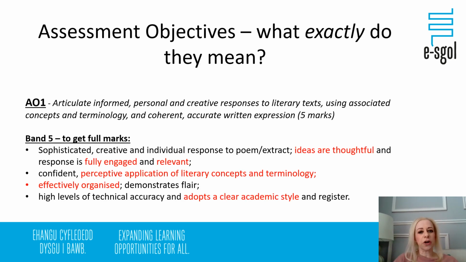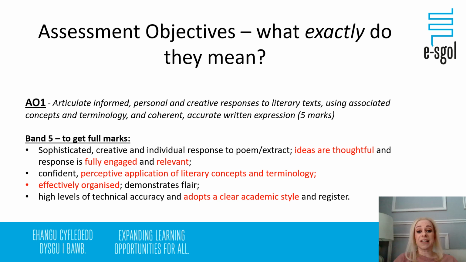Okay, so let's have a look at those 2 assessment objectives in a little bit more detail. You should be reasonably familiar with the assessment objectives at this point, but just in case you need a little recap and a breakdown of them, here they are. So AO1, 5 marks. That is your ability to articulate informed, personal and creative responses to the poem named, using associated concepts and terminology and coherent, accurate written expression.